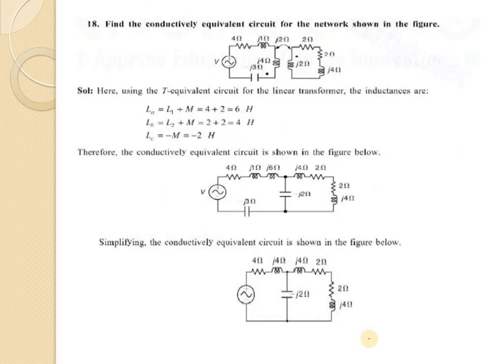Next problem. Find the equivalent impedance of the equivalent circuit for the network shown in the figure. So here the dots are in opposite direction. So it will be minus. But for solving this problem, we have converted the linear transformer form into T equivalent, and we know that in T equivalent we have three inductances, that is LA, LB and LC, and the value of LA will be L1 plus M, LB will be L2 plus M and LC is minus M.